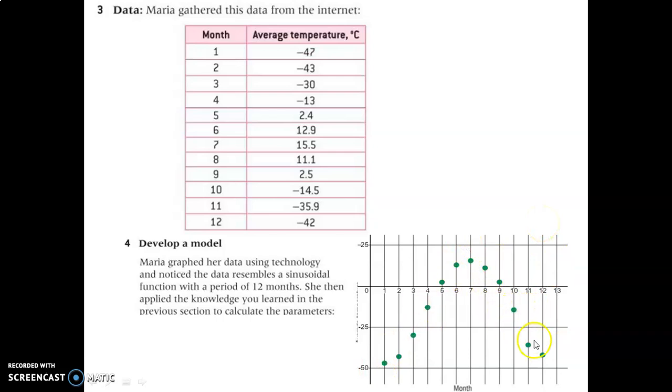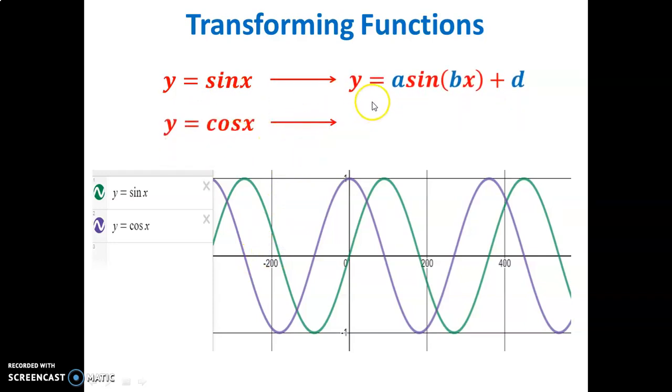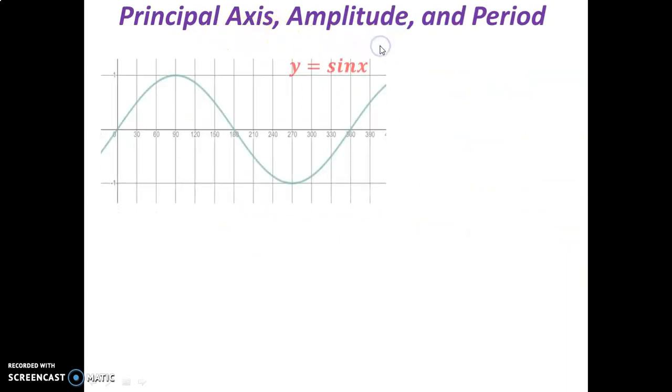But if we're going to make a model, let's remind ourselves of some things about sinusoidal functions that will help us with the model. So first of all, there are these two functions that take on this shape. They are the sine curve and the cosine curve. And both of these can be modified or transformed from their very basic shape to some other shape, like widened or made taller and so on, shifted a little bit by adding these numbers here called parameters. So we're going to work with those parameters and try to find the best model for the data we have. Don't forget, there are key things to consider: the principal axis, the amplitude, and the period.